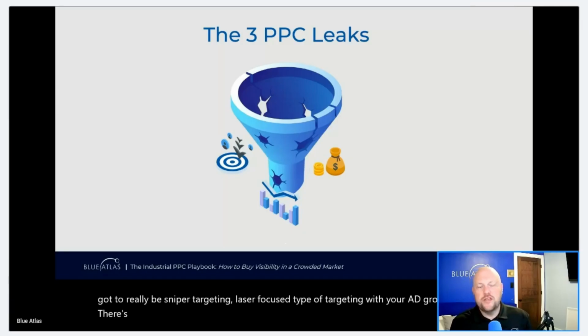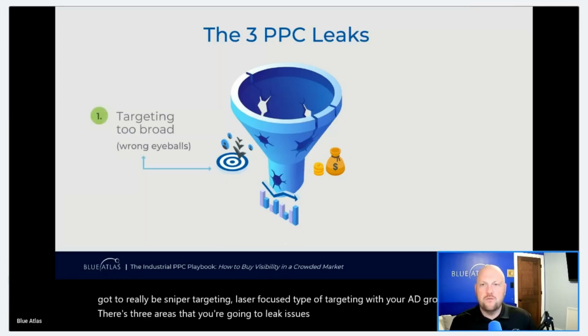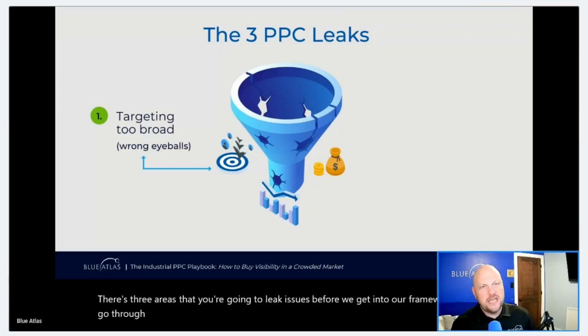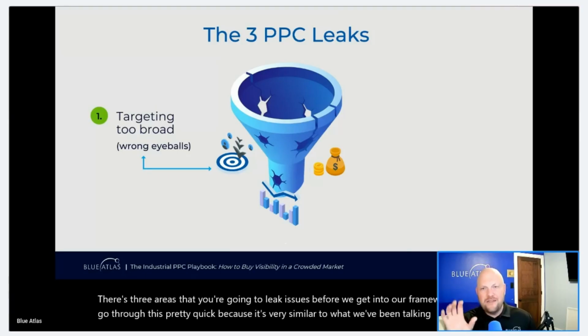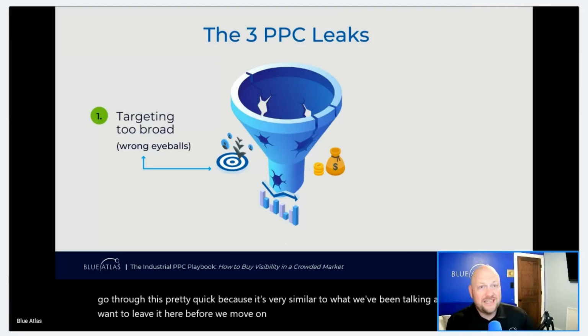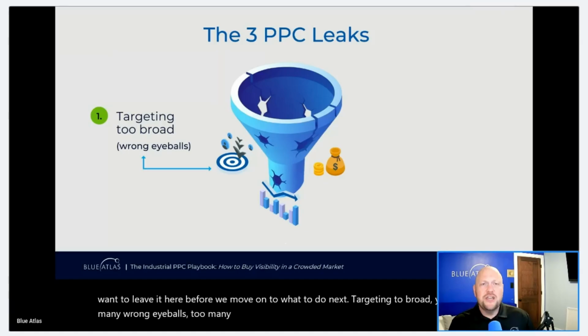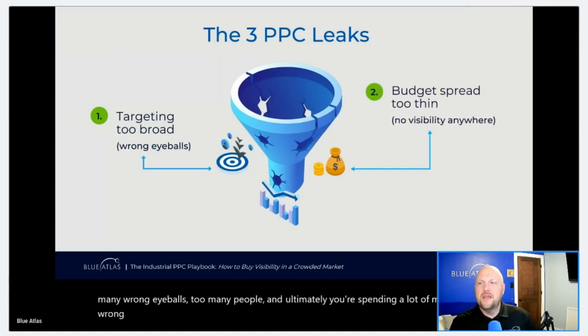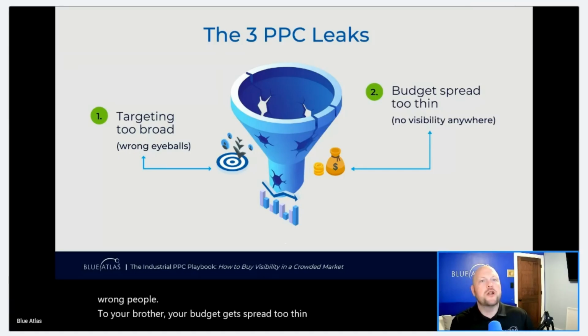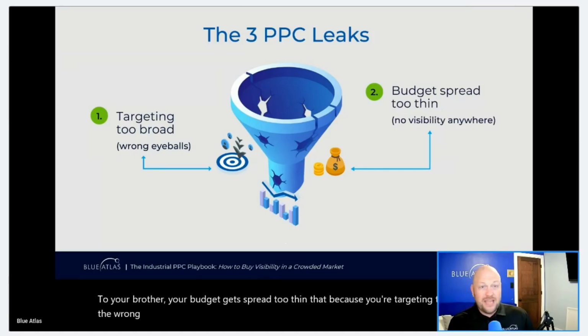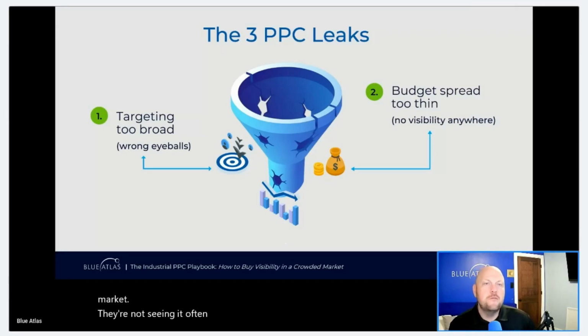There's 3 areas where you're going to leak issues before we get into our framework. And I'll go through this pretty quick because it's very similar to what we've been talking about. And I want to leave it here before we move on to what to do next. One, targeting too broad. You're reaching too many wrong eyeballs, too many people, and ultimately you're spending a lot of money on the wrong people. Two, your budget gets spread too thin, because you're targeting too many of the wrong people, you really have no visibility anywhere.